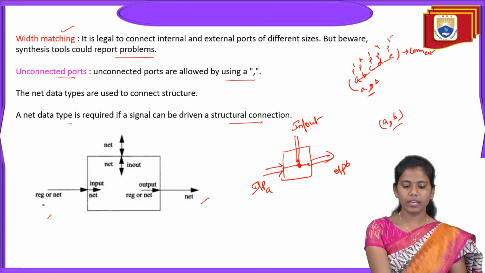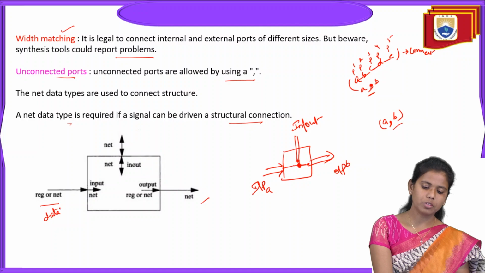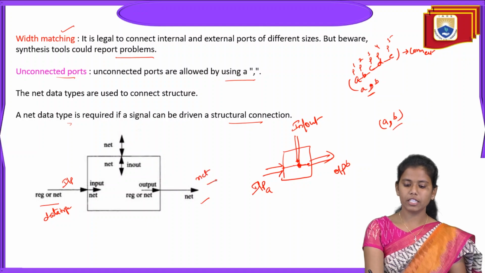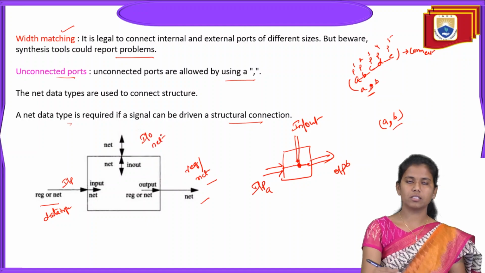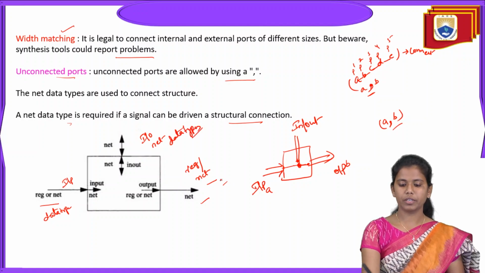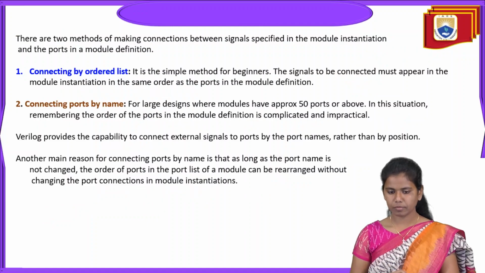If you observe, register or net, these are the data types that we can consider with respect to the input port, and for the output port we can write in terms of net or registers, either way. And for in-out ports we can write the nets. Okay, these are the different data types pertaining to the input, output, and as well as the in-out ports.